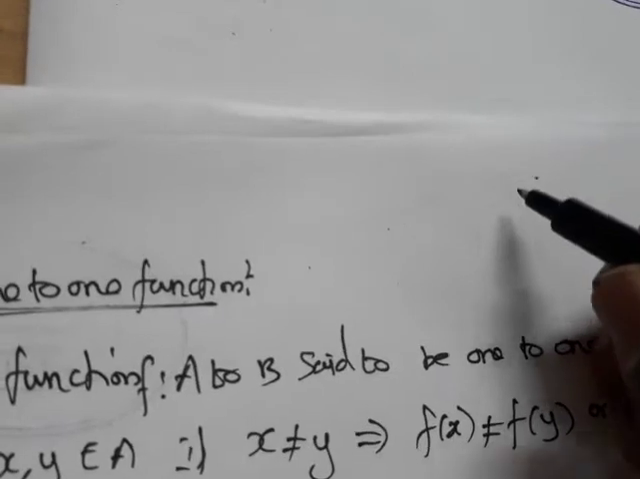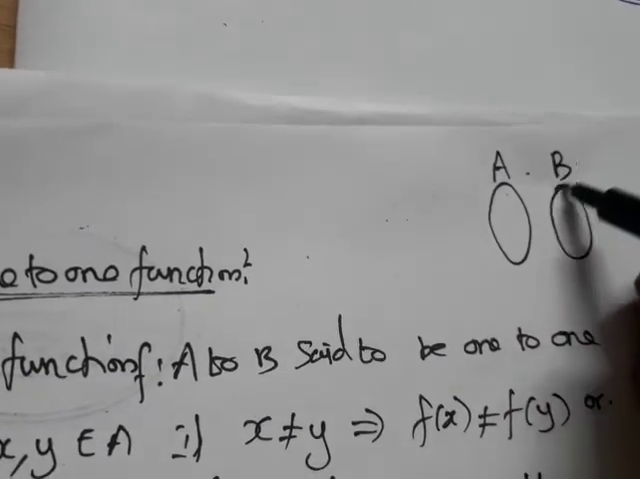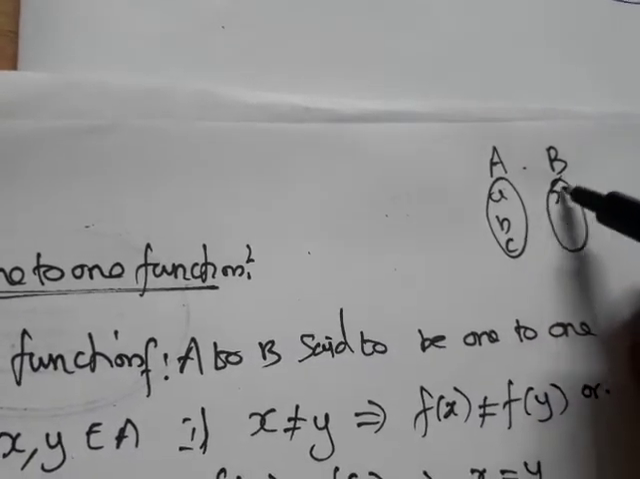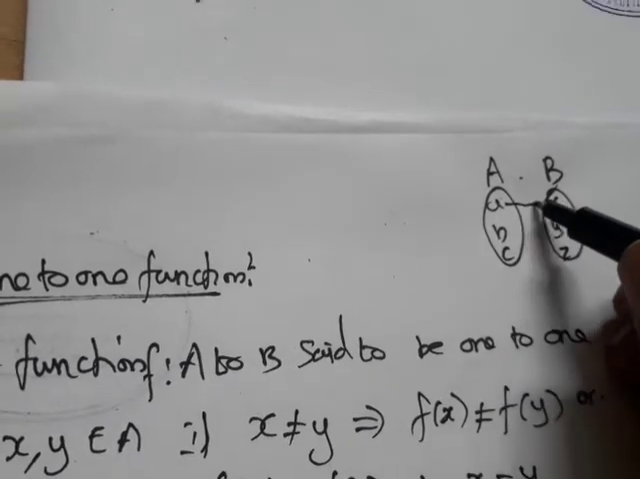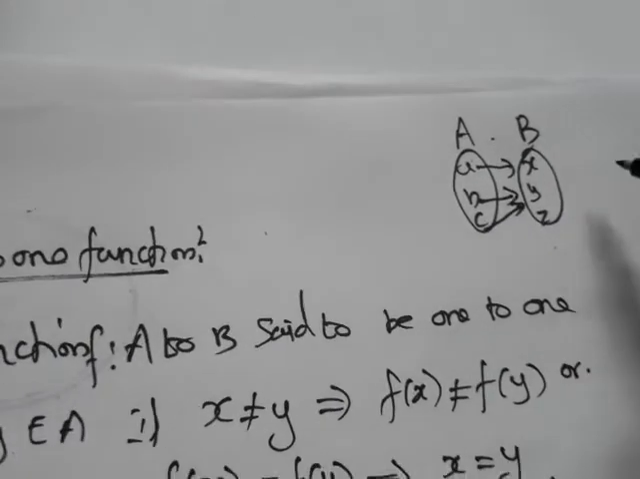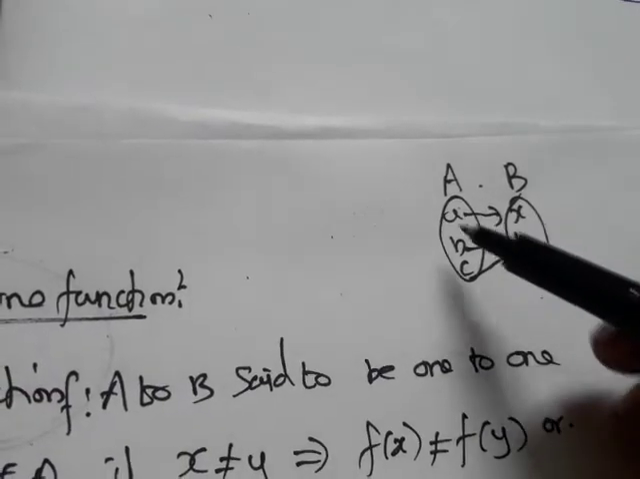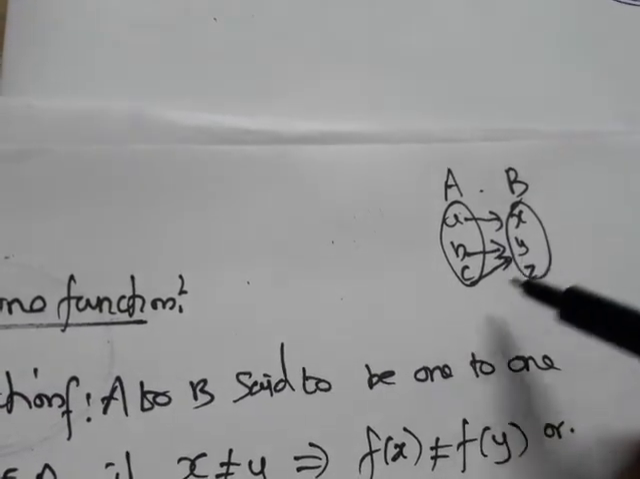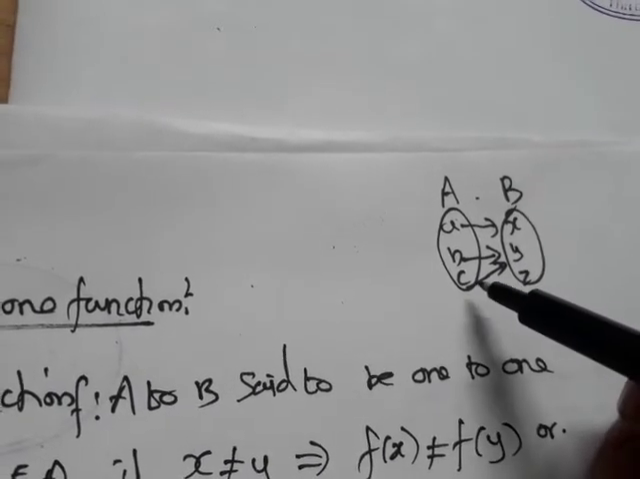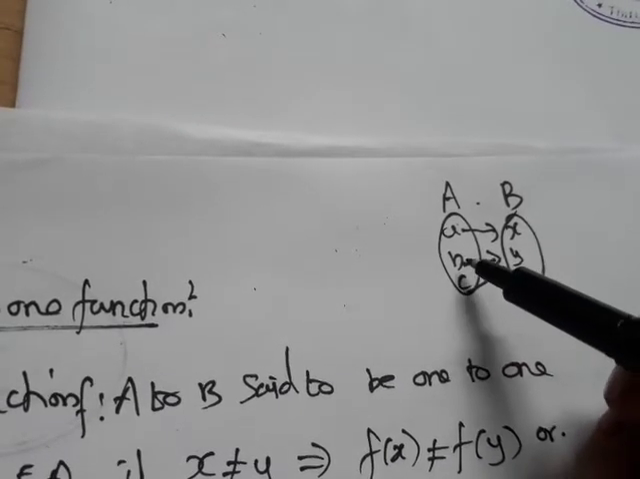I am going to draw a graph to explain it. For example, A, B, C and X, Y, Z. A maps to X, B maps to Y, and C also maps to Y. So see the difference. It is a function because every element in the domain has an image in the codomain, a unique image. C has Y, there is no other image for C. B has image Y, there is no different image for B.